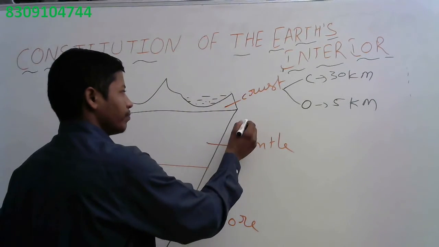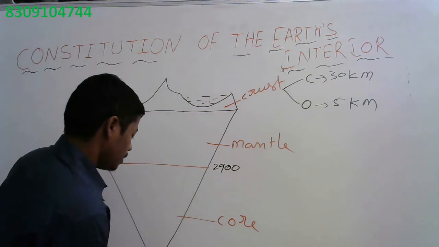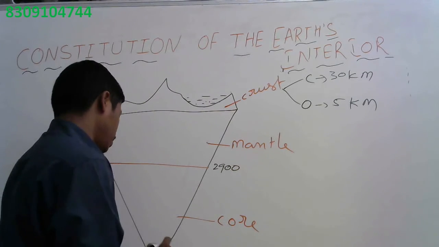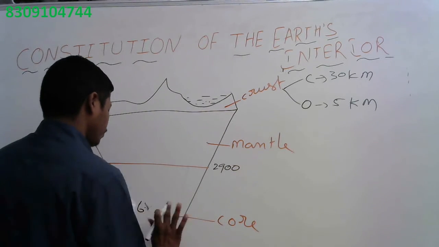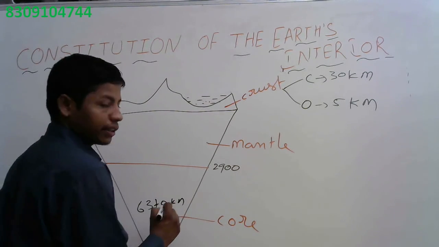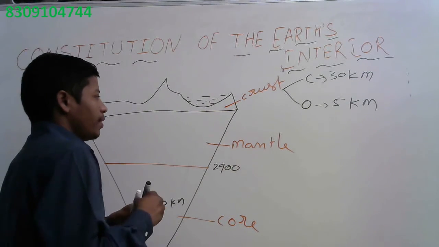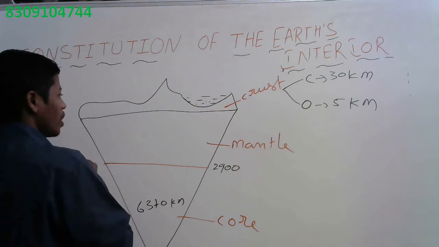This is 100 to 2900, and this is 6370. The core radius is 6370 kilometers in the earth interior. Okay. In the mantle, some portion of the upper mantle is in a semi-solid state.